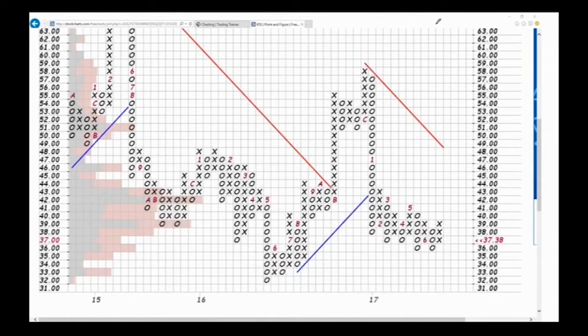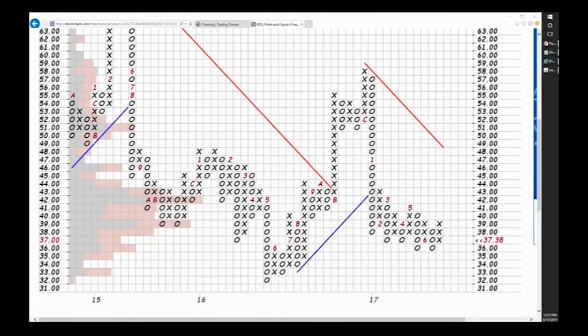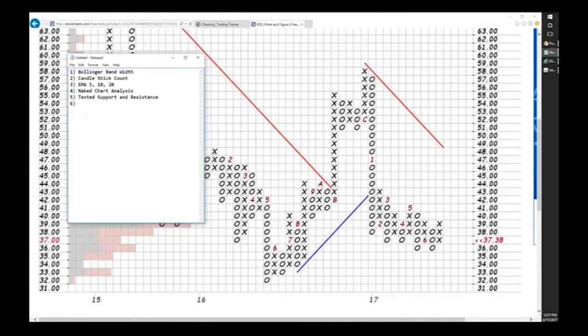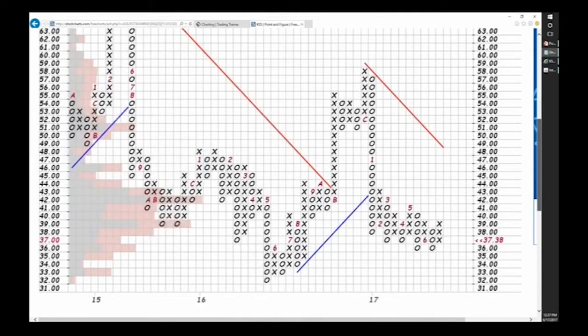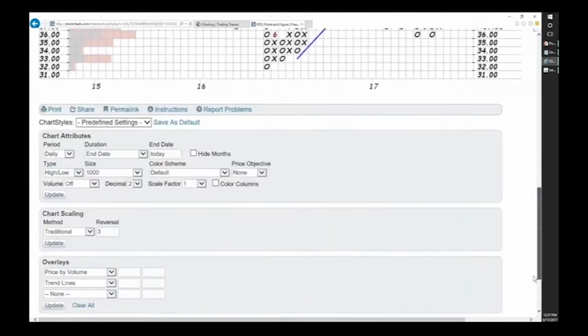Fantastic. So point and figure, let's go ahead and bring back our list because I've got a couple more to go over. I like to also look at volume by price. This is a quantitative analysis trick or tool, and it's worth its weight in gold.